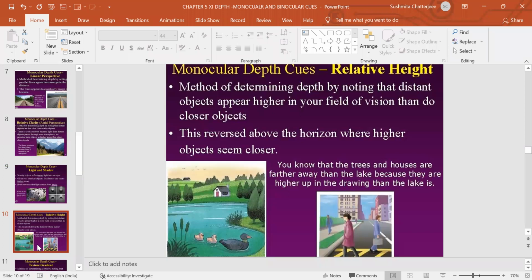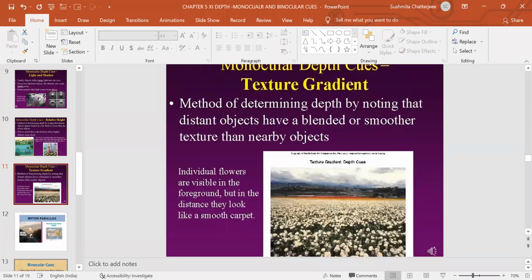The next is texture gradient. Texture gradient is another cue where a visual field having more density of elements appears to be farther away. This happens when you are standing against a very big wall. You will find that as you view the wall from a distance, the density of the stones increases.